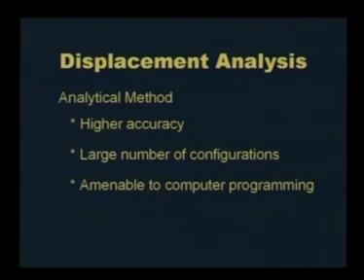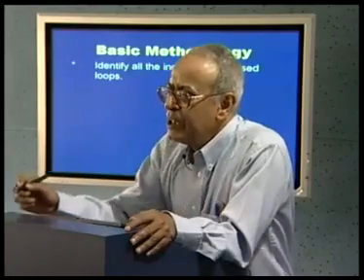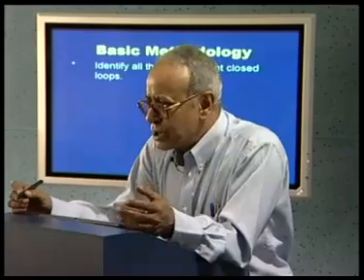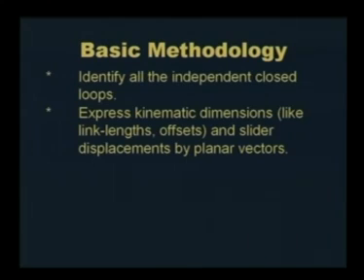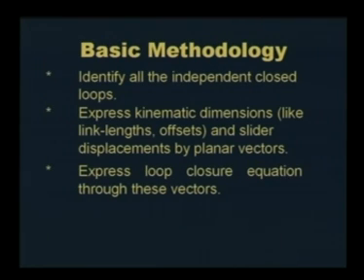Now, before we get into the details of the analytical method and solve examples showing its power, let us go through the basic methodology that is followed. As we know, all mechanisms consist of closed kinematic loops. So, the first task is to identify all the independent closed loops that exist in the mechanism. Next, we express all the kinematic dimensions, like link lengths, offsets, and also the slider displacement, by planar vectors. Then the third step is to express, for every closed loop, what we call a loop closure equation in terms of these vectors.